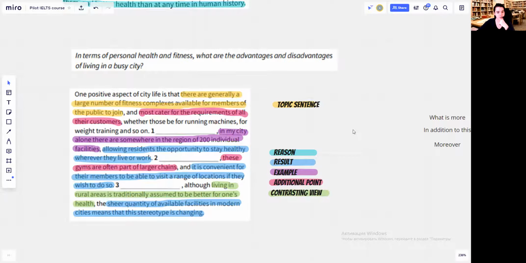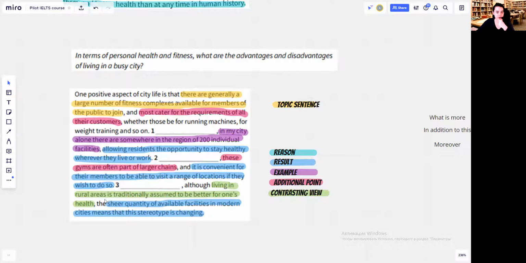Now, these gyms are often parts of larger chains. Looks like something disconnected from the previous one, but still relevant, so it's probably an additional point. In addition, or secondly, would be good linkers here.